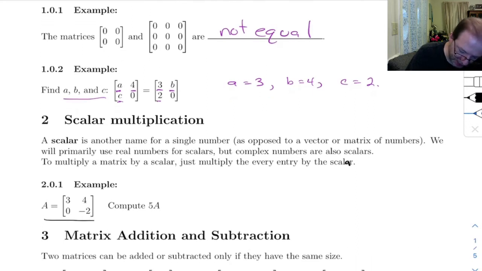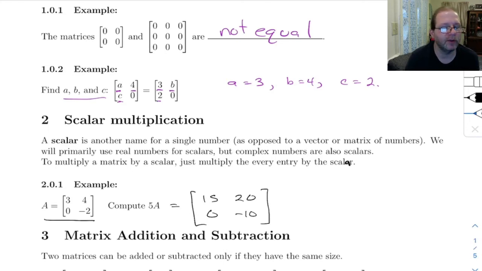All right, so if this is A, then the matrix 5A would be 15, 20, 0, and negative 10. So not much to that. Just multiply every entry by the scalar. Typically, you would write this as 5A. I guess it'd be okay to write it as A times 5, but usually you wouldn't do that. You'd say 5A.